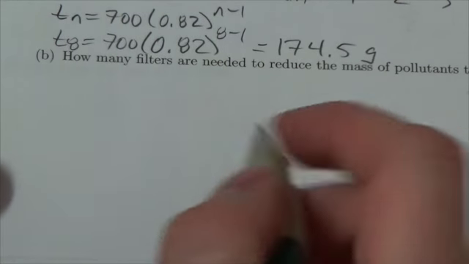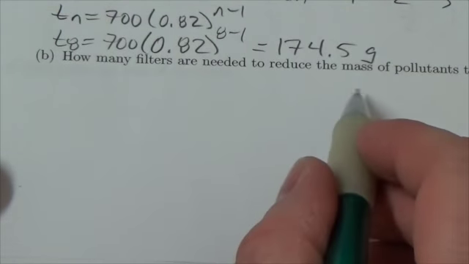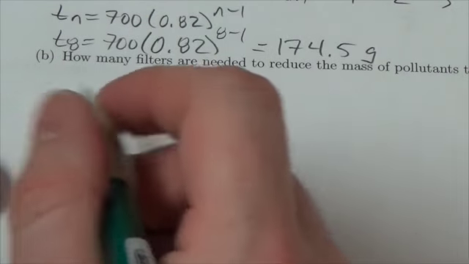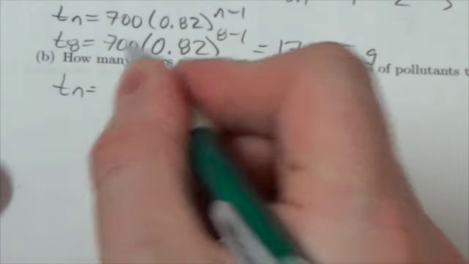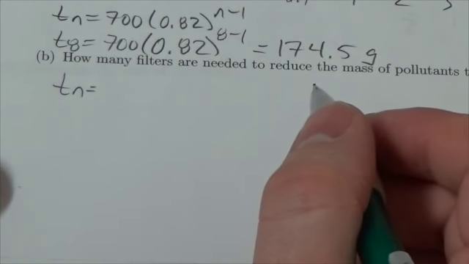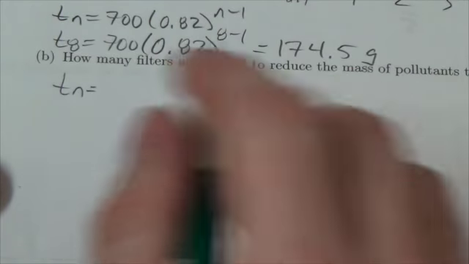Okay, 31b. How many filters are needed to reduce the mass of pollutants to less than 80 grams? Okay, well, from the previous question, we have got, and where n here is the number of terms.